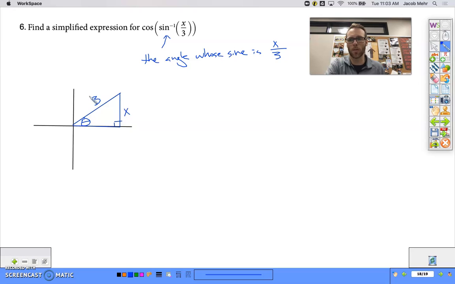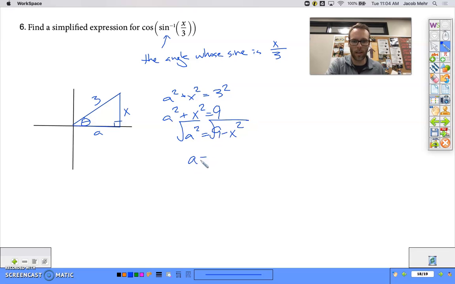A squared plus b squared equals c squared. We're going to have, if I just call this a, a squared plus x squared equals 3 squared. So a squared plus x squared equals 9. We're solving for a, so we're going to subtract that over. And then we will take the square root, and a is the square root of 9 minus x squared.